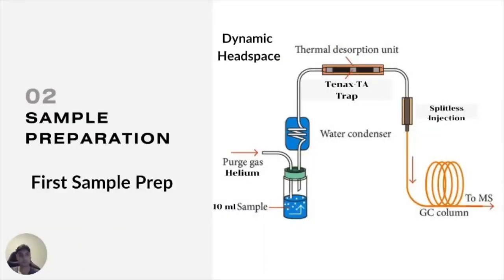So for the sample preparation, we use two methods for each wine. The first sample prep is by the dynamic headspace. First, you put 10 milliliters of the sample into a vial and equilibrate at 30 degrees Celsius to separate out the gas into the headspace. And then you purge with helium, which is an inert gas, to carry the volatiles into the column.